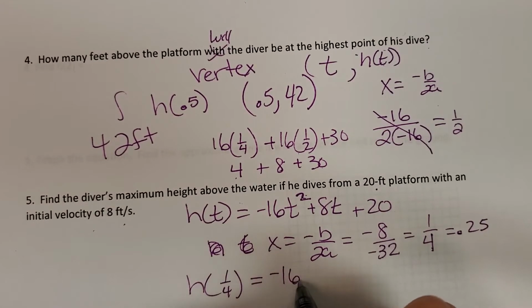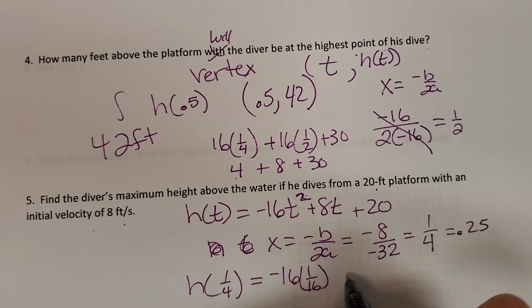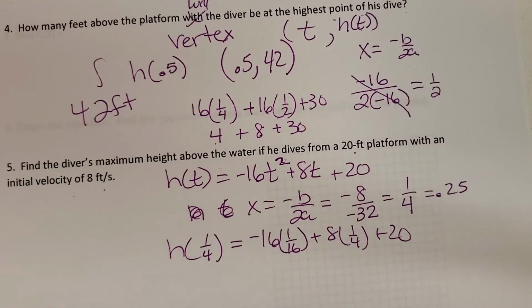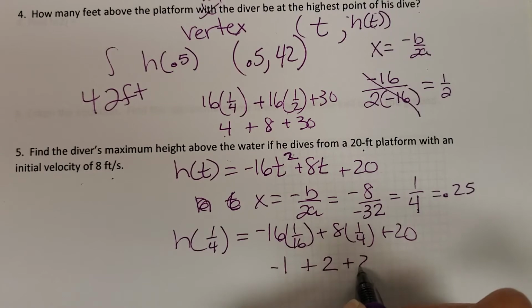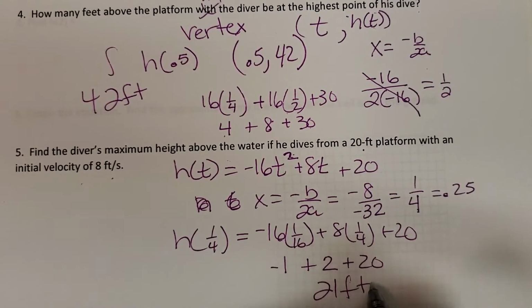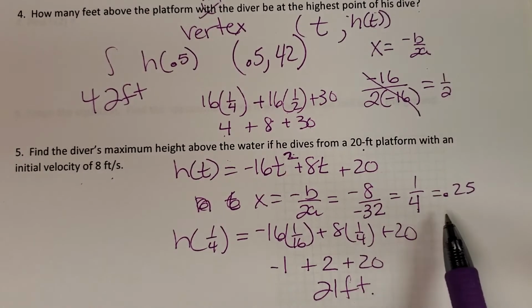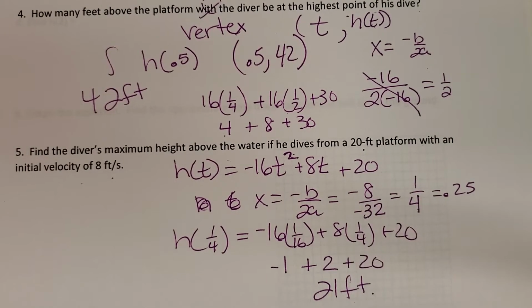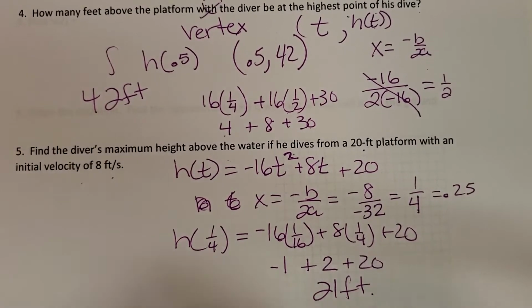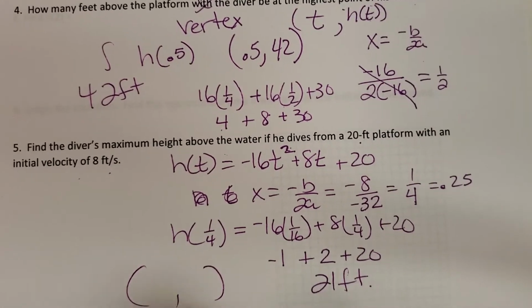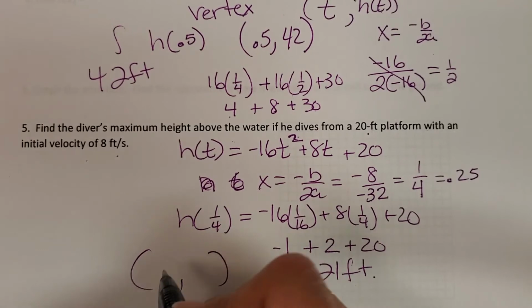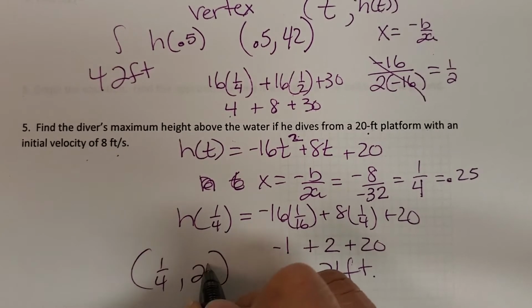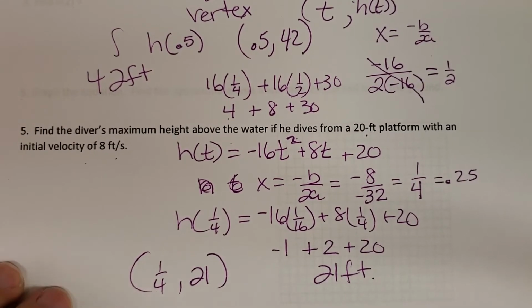And when we do, we get negative 16 times 1/4 squared, which is 1/16, plus 8 times 1/4 plus 20. Again, use your calculator if you want to. Negative 1 plus 2 plus 20, so that's 21 feet. So at a quarter of a second, they would have been at 21 feet. And you can always write it as a vertex, as a coordinate, a point I should say, if you would like. So it's kind of cool how you can find stuff out like that.